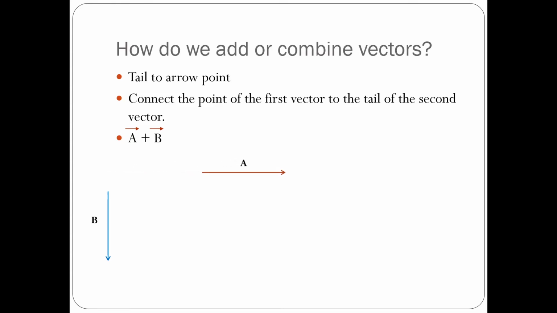To combine vectors, connect the arrow point of the first vector to the tail of the second vector. A is the first vector here and B is the last vector. Lastly, draw a vector starting from the tail of the first vector, vector A, straight to the arrow point of the last vector, vector B. This is your resultant vector. You can label the resultant vector as R or A plus B.